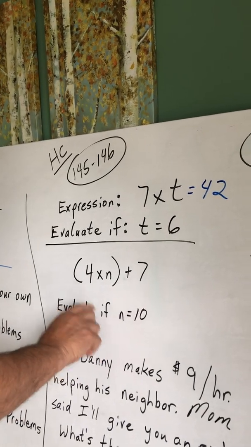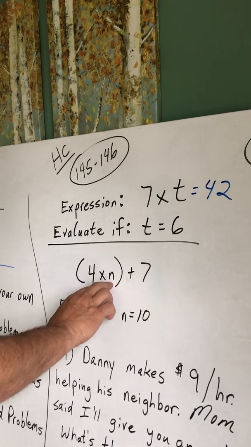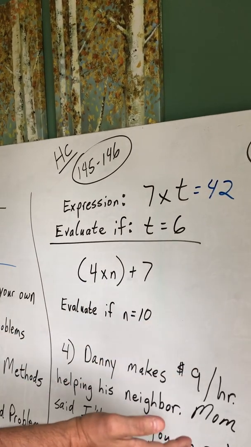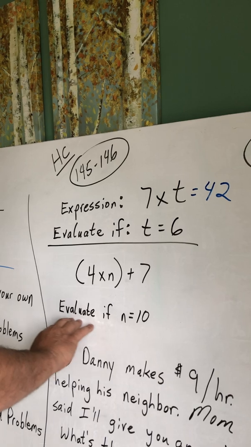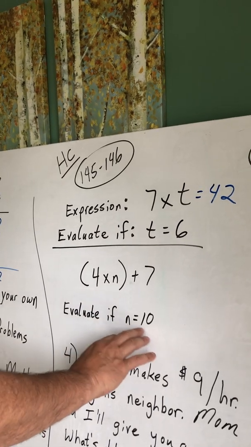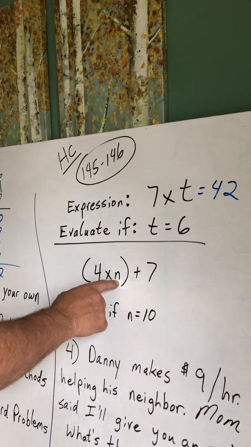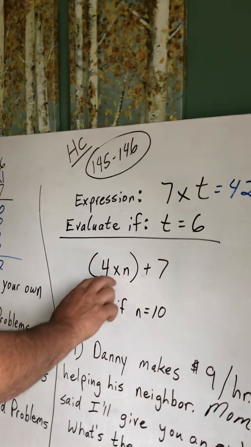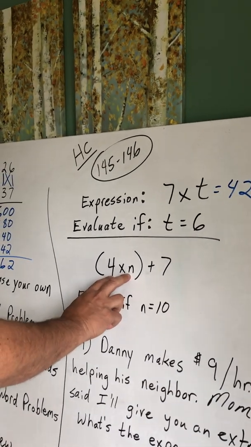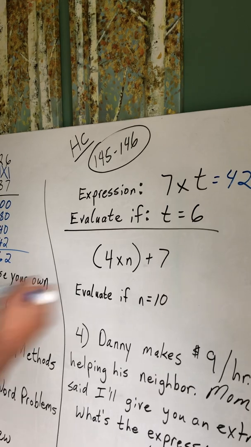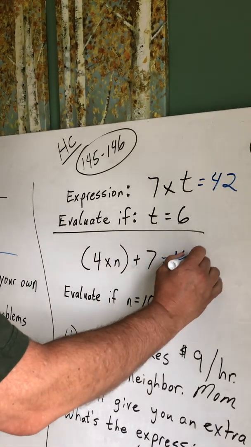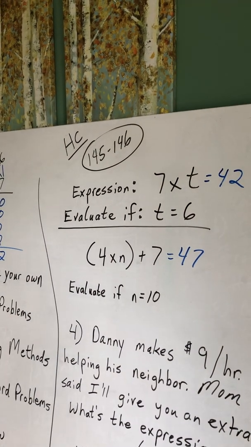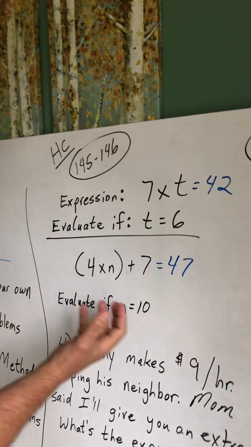Okay? So here's another one that on one of those pages, could be 146, you're going to do, where it says 4 times n plus 7. Okay? And it says evaluate if n equals 10. Well, if n equals 10, you have 4 times 10 is 40, plus 7, 47, okay?